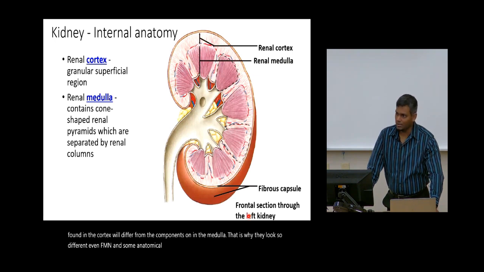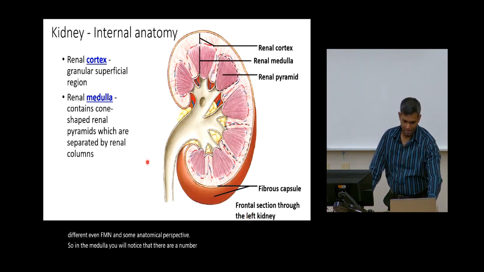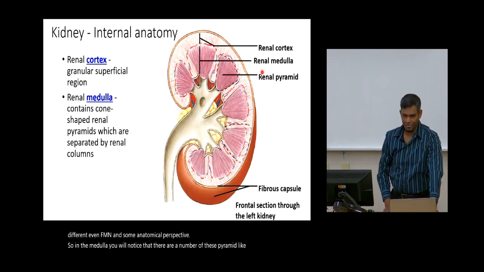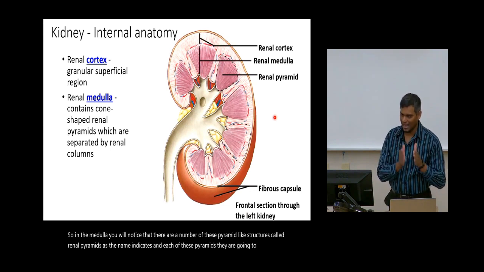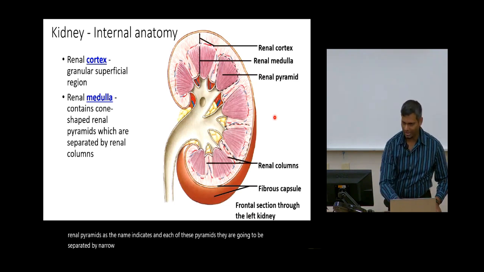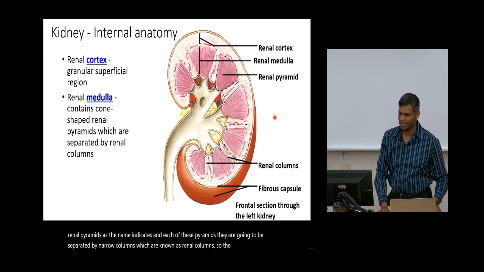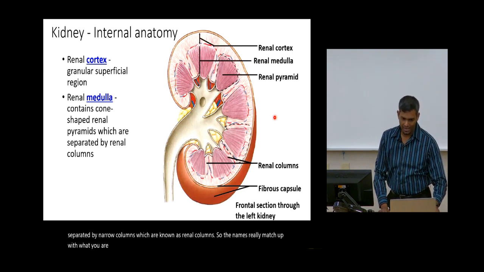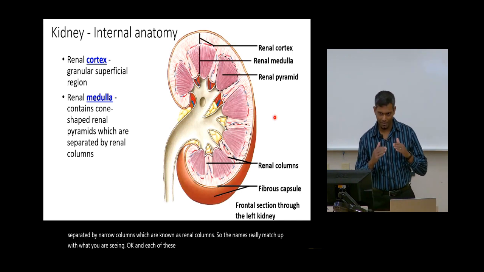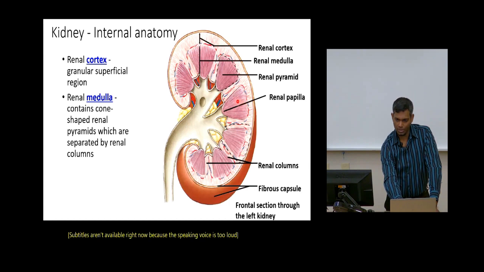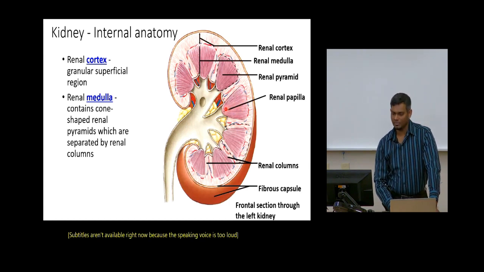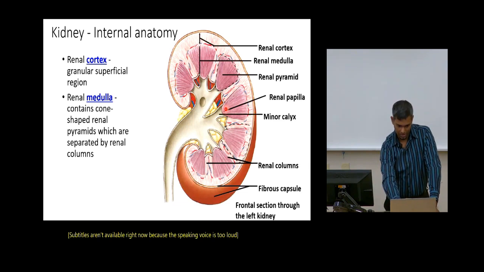In the medulla, you'll notice that there are a number of pyramid-like structures called renal pyramids, as the name indicates. Each of these pyramids is separated by narrow columns, which are known as renal columns. So the names really match up with what you're seeing. Each of these renal pyramids has a pointed apex, right? Urine is formed within the renal pyramids, and it will flow to the renal papillae, and from the renal papillae it's going to move into tube-like structures called the minor calyx.